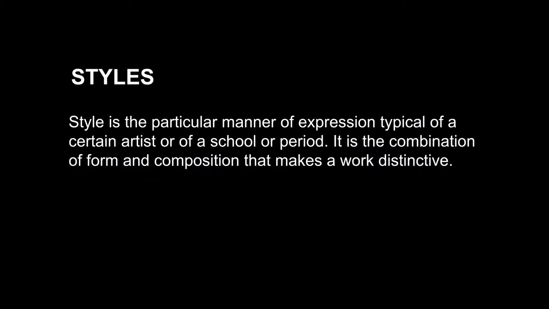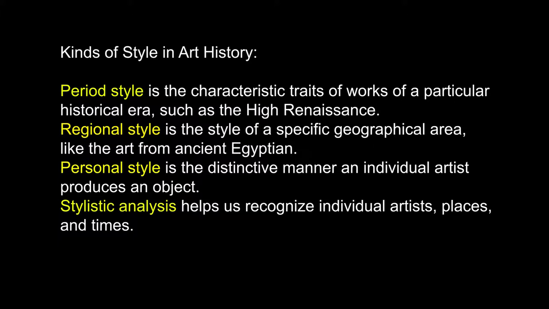On the other hand, style is the particular manner of expression typical of a certain artist or of a school or period. It is the combination of form and composition that makes a work distinctive. There are different kinds of style in art history. Period style is the characteristic traits of works of a particular historical era, such as the High Renaissance. Regional style is the style of a specific geographical area, like the art of ancient Egypt. Personal style is the distinctive manner an individual artist produces an object. Stylistic analysis helps us recognize individual artists, places, and times.